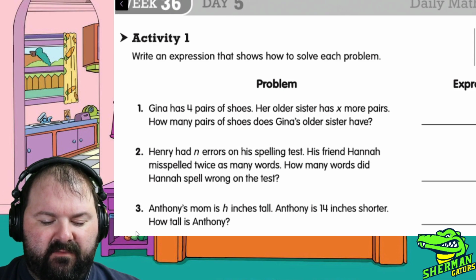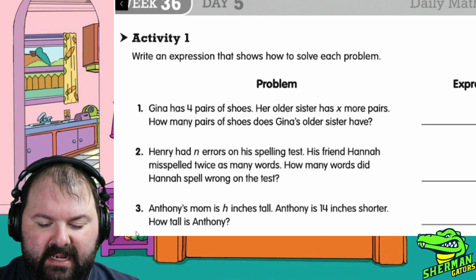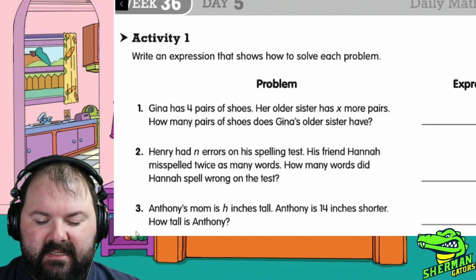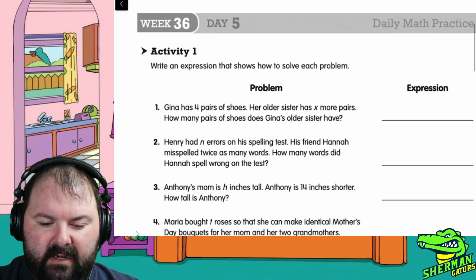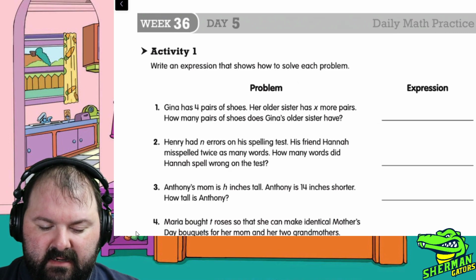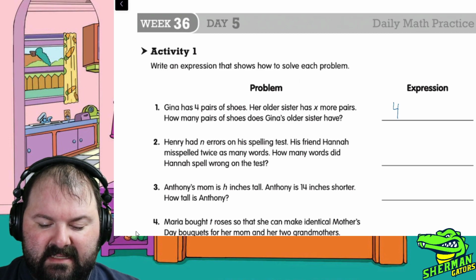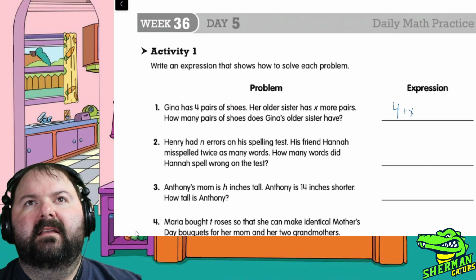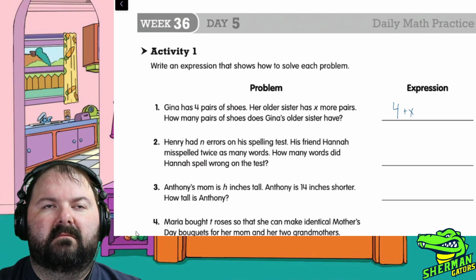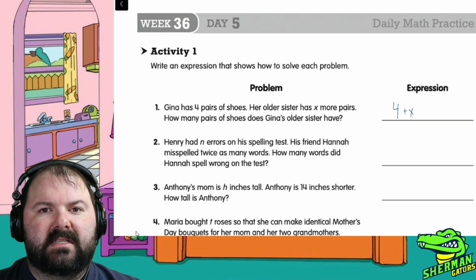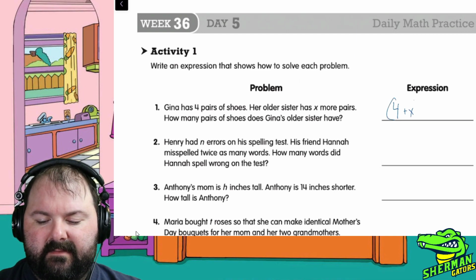It says Gina has 4 pairs of shoes. Her older sister has X more pairs. How many pairs of shoes does Gina's older sister have? So what we're going to do, we're going to start with Gina has her 4 pairs of shoes, and her older sister has X more pairs. So I'm going to say 4 plus X is going to be the expression. No equal sign, no solving it, just 4 plus X.